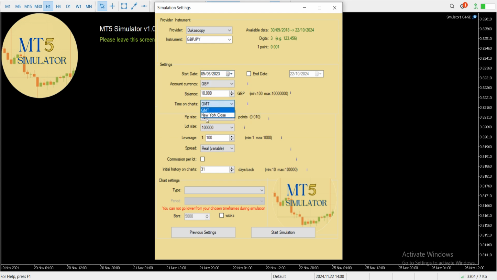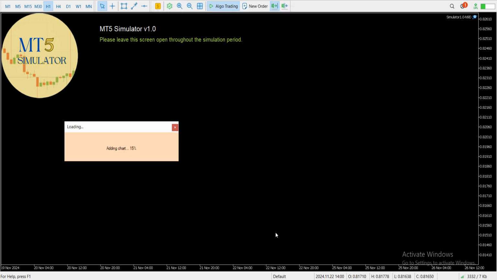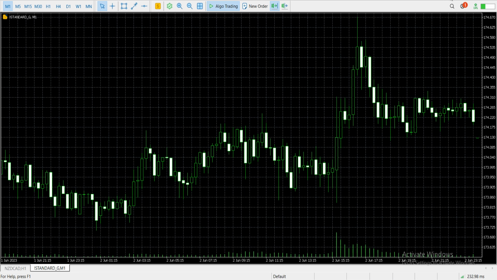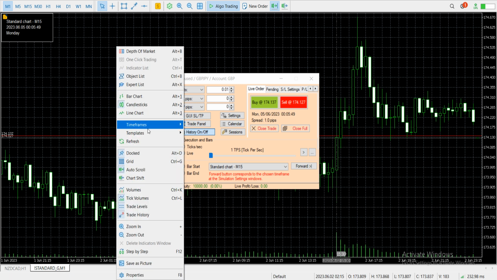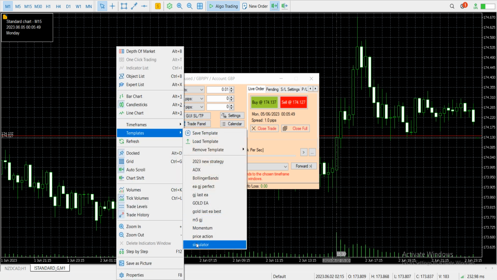Perfect. Time on charts will be New York close, spread will be fixed. Initial history on charts is going to be 1000. Type will be standard, period will be M15. Let's start the simulation. Load the template.